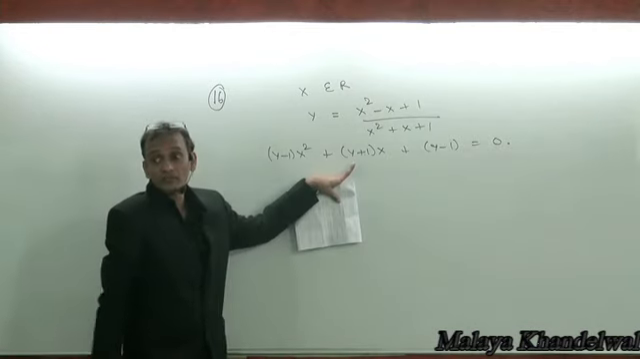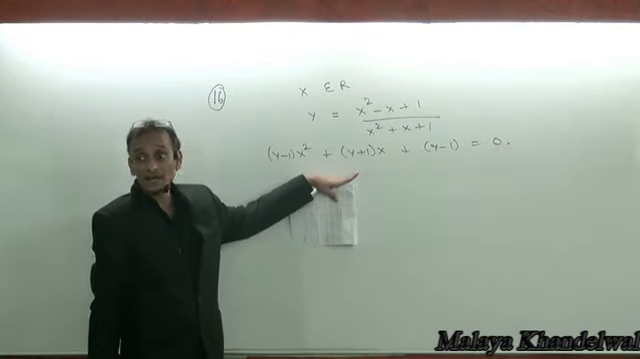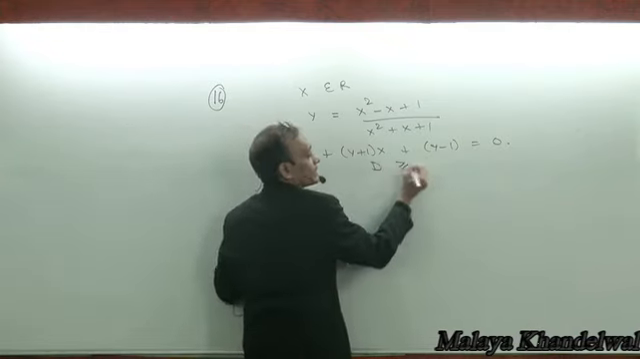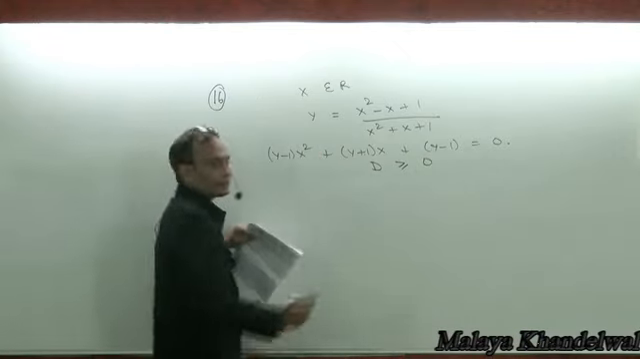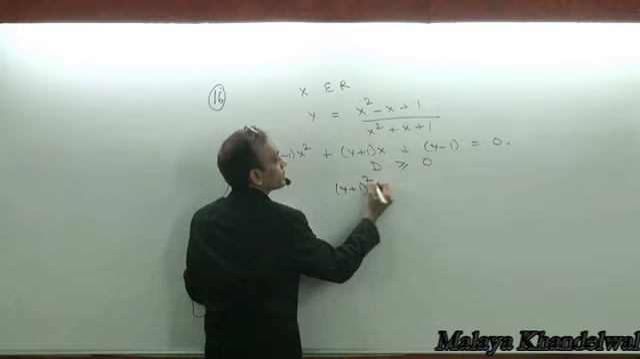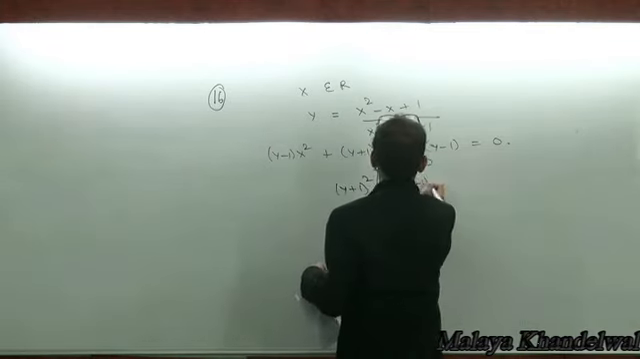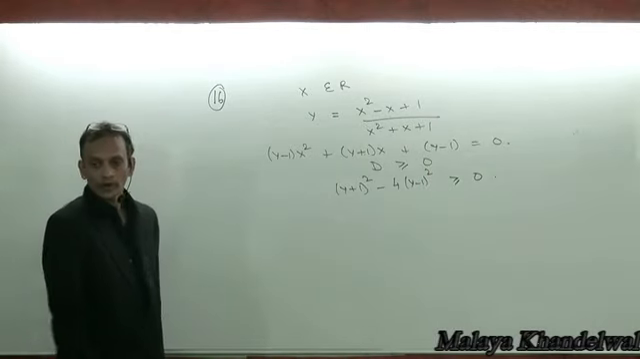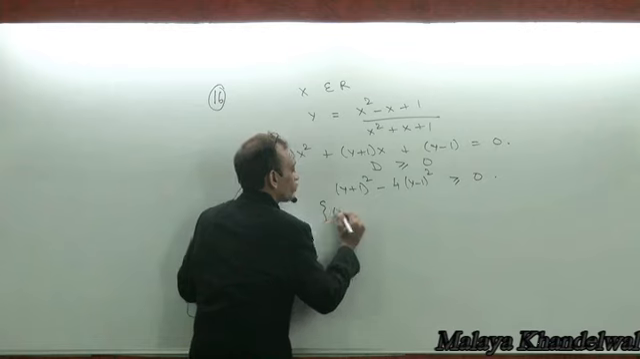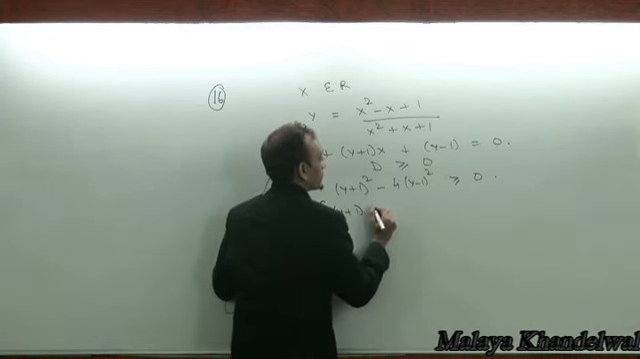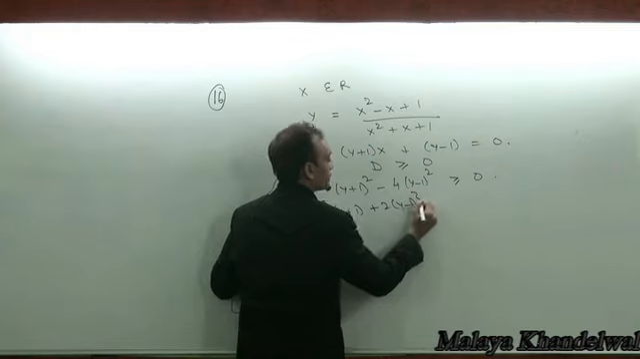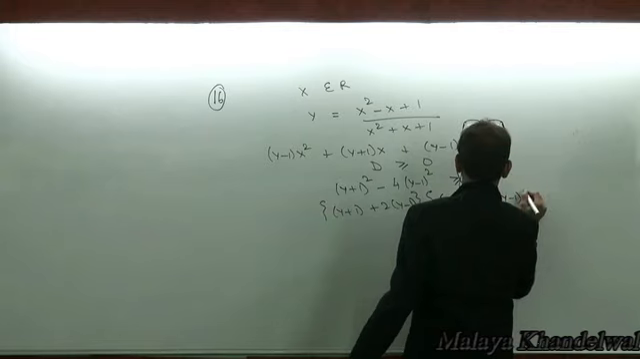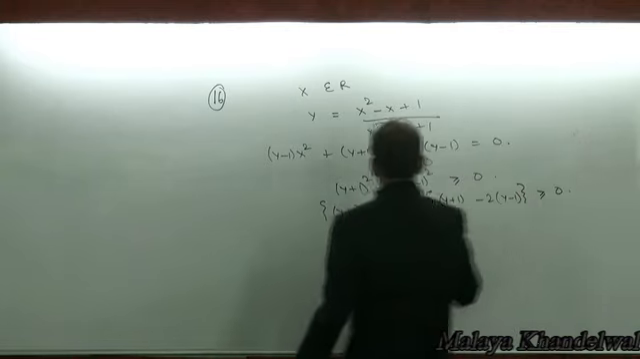Right? But x is real. It's a quadratic in x. X is real. Satisfying this condition, so discriminant must be greater than or equal to 0. Or y plus 1 whole squared minus 4 into y minus 1 whole squared must be greater than or equal to 0. Right? Or y plus 1 plus 2 into y minus 1, y plus 1 minus 2 into y minus 1 must be greater than or equal to 0.